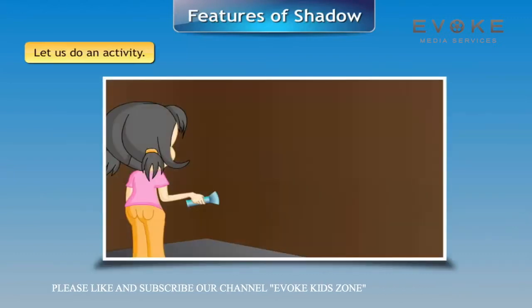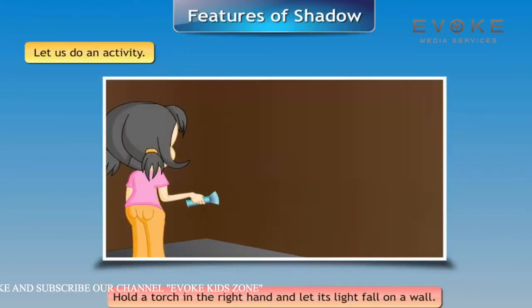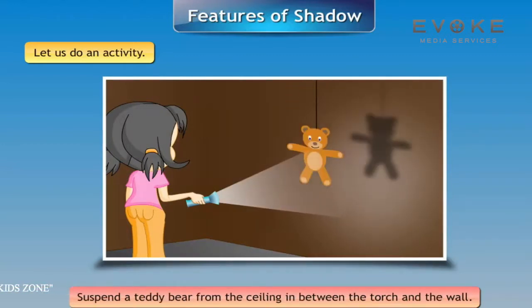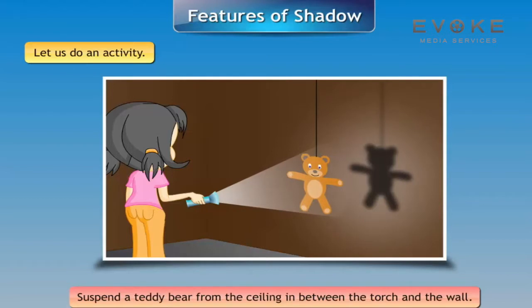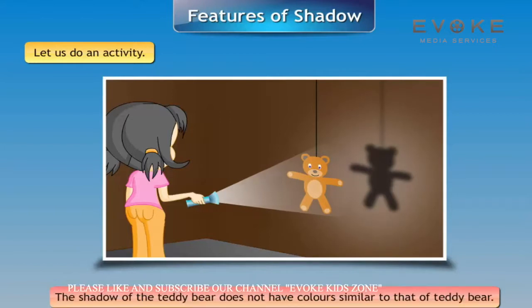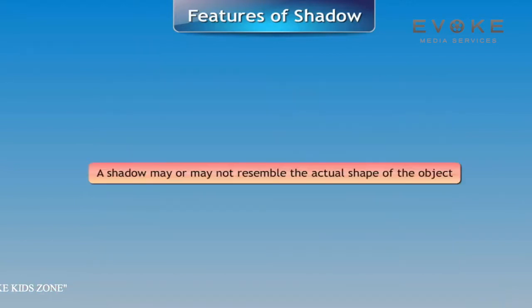Let us do an activity. Hold a torch in the right hand and let its light fall on a wall. Suspend a teddy bear from the ceiling in between the torch and the wall. A dark region whose outline resembles that of teddy bear is formed on the wall. This is the shadow of teddy bear. The shadow of the teddy bear does not have colors similar to that of teddy bear.